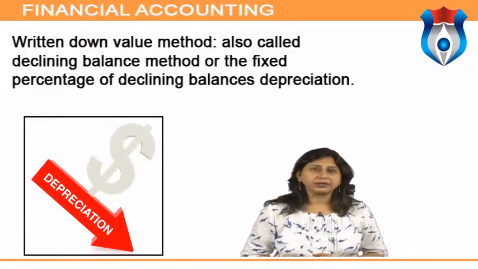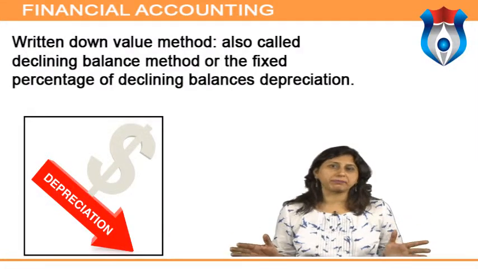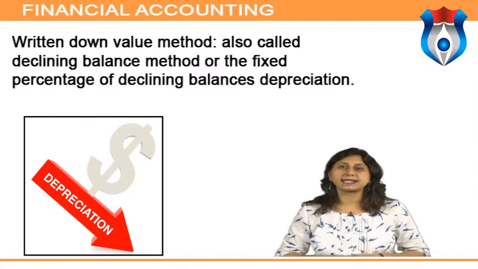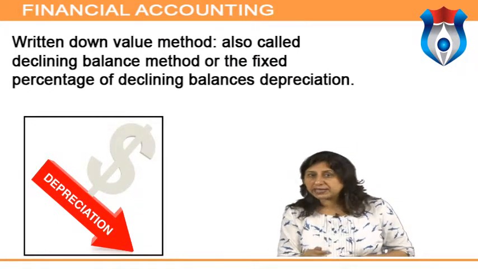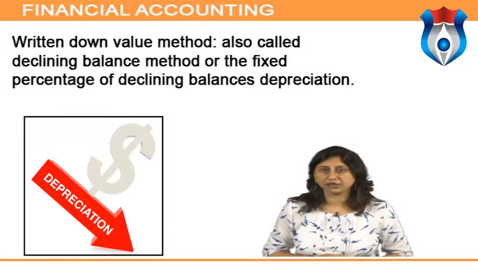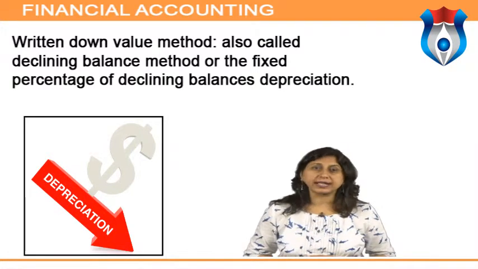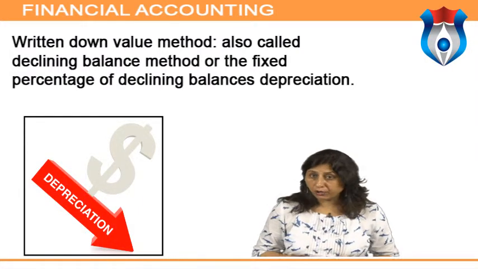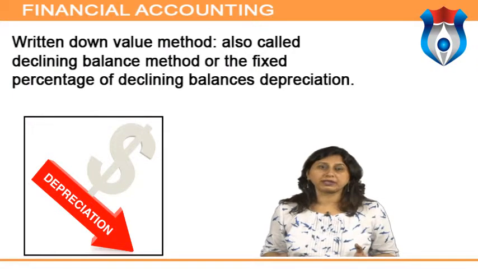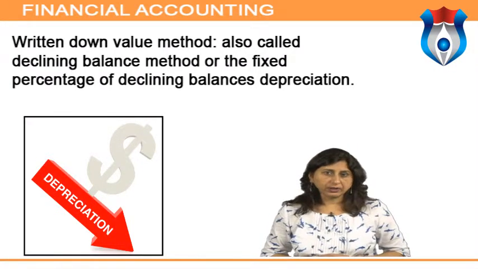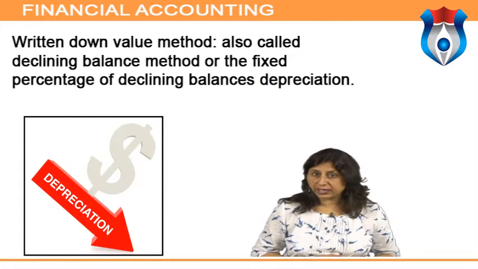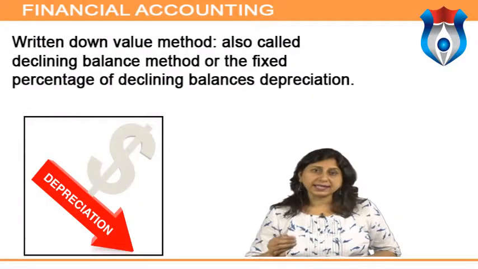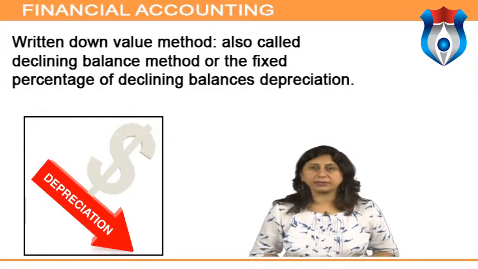Written down value. It is the most widely used depreciation method both in the US and abroad. Internationally, it is also known as the declining balance method or fixed percentage of declining balances depreciation. It is also more often used in income tax statements, when reporting earnings to the shareholders. But a lot of companies use the written down value method for reporting purposes also. This method uses a depreciation rate, which is up to twice the straight line depreciation rate, and applies it to the asset's book value at the beginning of the period.